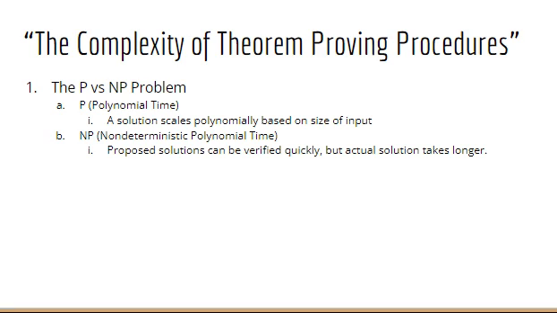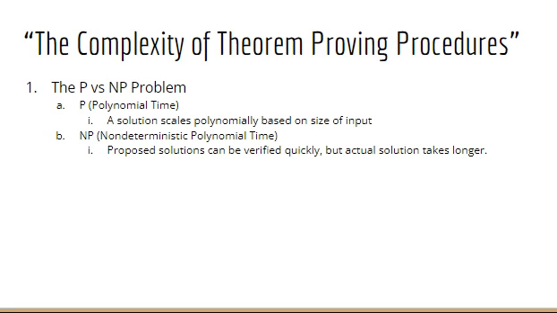Well, the P stands for polynomial time and refers to the class of problems that can be solved in polynomial time, meaning that the time to find a solution scales polynomially based on the size of the input. This implies an efficient solution exists. The NP stands for non-deterministic polynomial time and refers to problems where proposed solutions can be quickly verified in polynomial time, but the actual solutions may take longer to find.